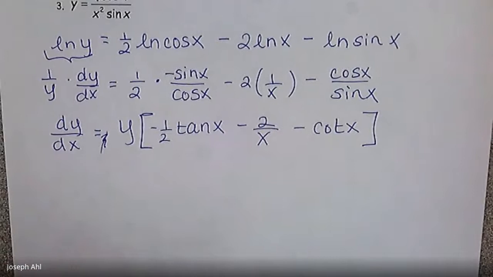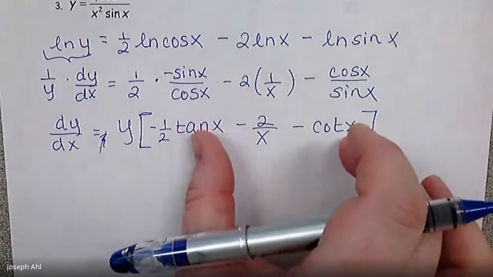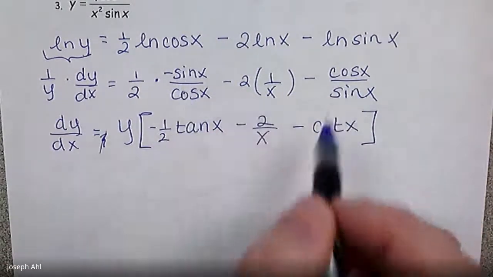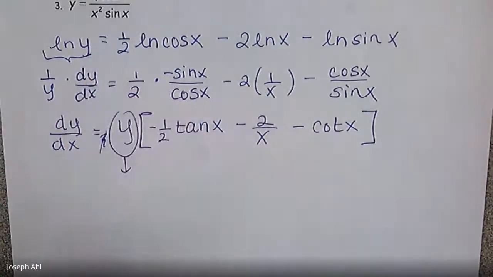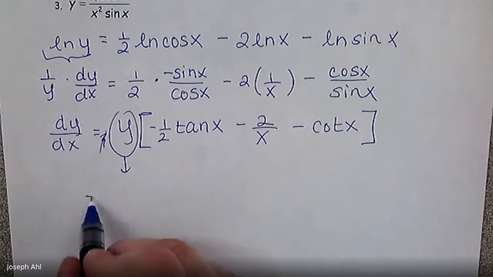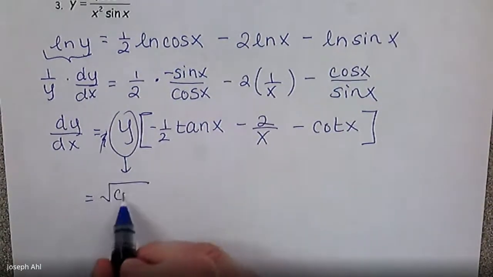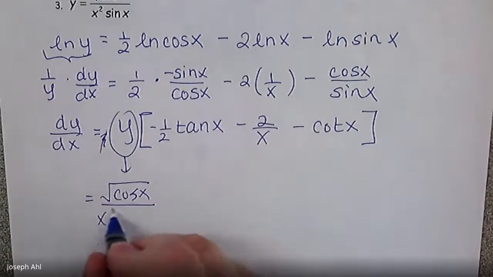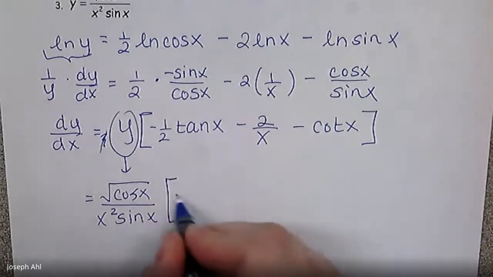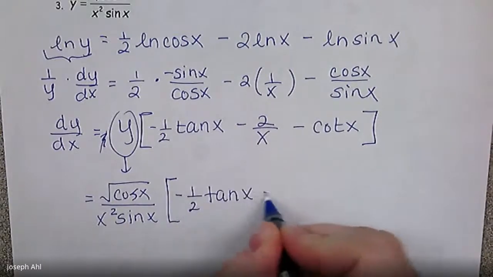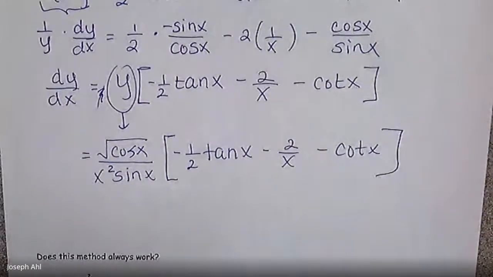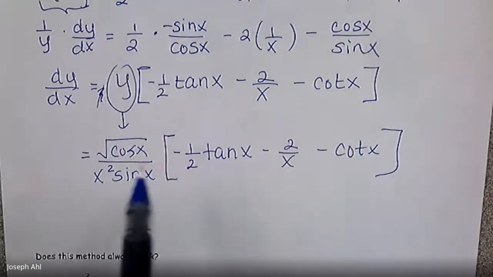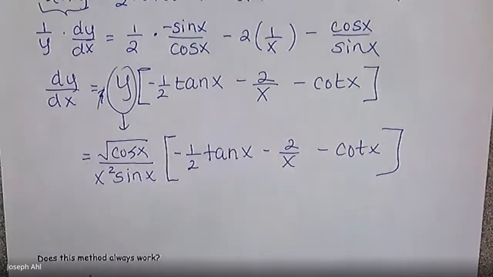But most likely in a multiple choice, you're going to see this in here, instead of sine over cos and cos over sine. And beyond that, it's easy enough just because y was a little bit easier to write. Maybe I'll even replace y in the end and have that the derivative dy dx is the square root of cos x over x squared sine x times that whole business negative 1/2 tan x minus 2 over x minus cotangent x. Okay, so that's as far as I'll take it for now. Maybe there'd be a little bit more simplifying. I don't know if we distributed, but that looks pretty good to me.